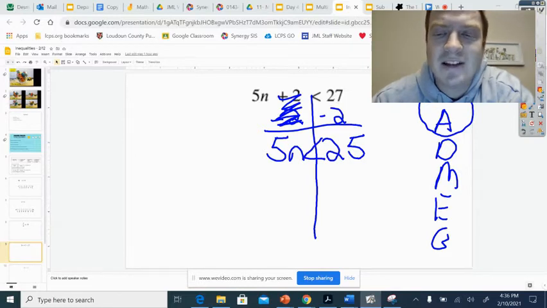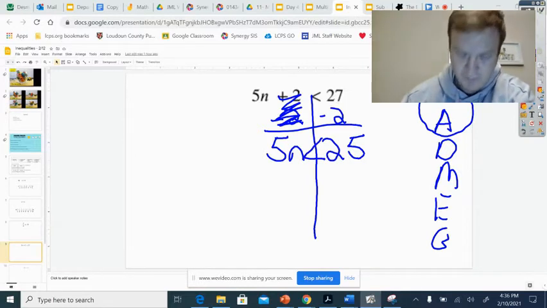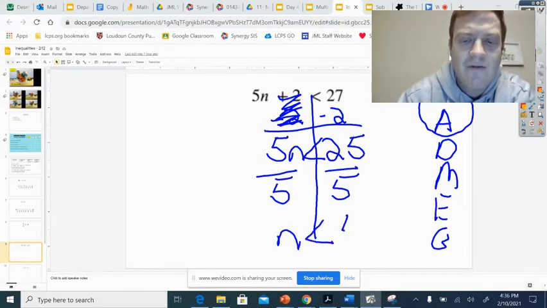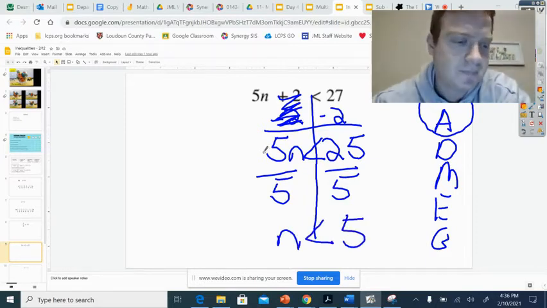My next step is to cancel out that 5 times n. And what I'm going to do is divide by 5. If you do that, you're going to get n is less than 5 as your final answer.